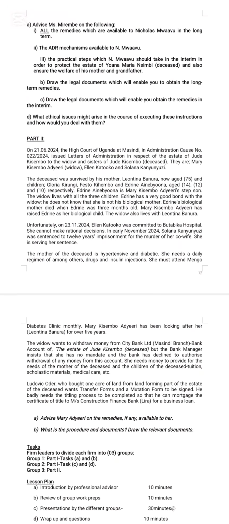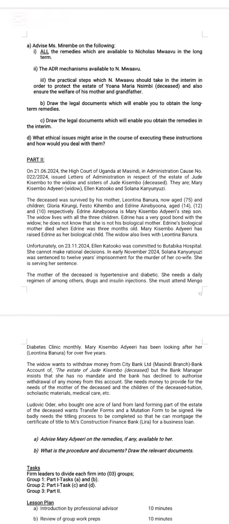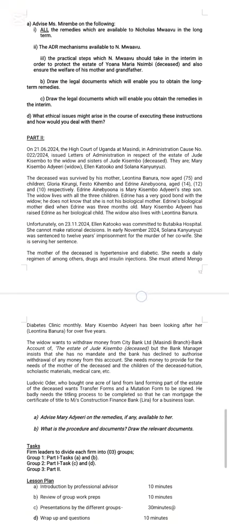Then, what issues might arise in the course of executing these instructions, and how would you deal with them? So the issues, we have looked at them, include: one, not overcharging your clients, making proper due diligence, avoiding conflict of interest, fiduciary relationships, the best interest principle of the child, among others.